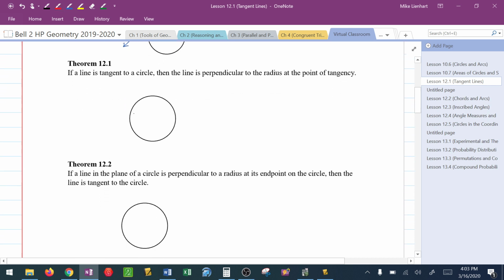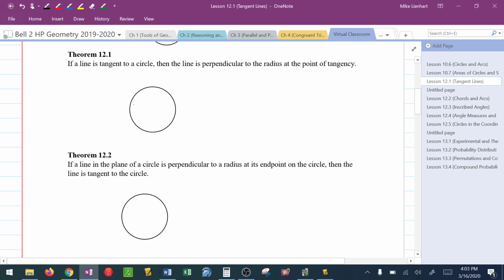The first theorem that we have involving a tangent says if a line is tangent to the circle, then the line is perpendicular to the radius at the point of tangency. Very important theorem right here. So here's my point right there. I've got a tangent. That's what it would look like.